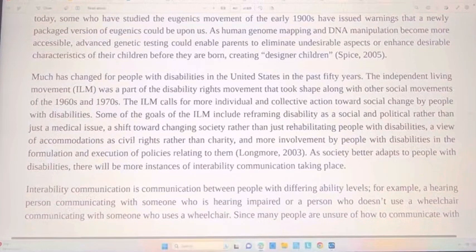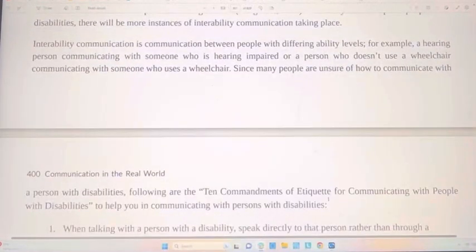As society better adapts to people with disabilities, there will be more instances of inter-ability communication taking place. Inter-ability communication is communication between people with differing ability levels. For example, a hearing person communicating with someone who is hearing impaired, or a person who doesn't use a wheelchair communicating with someone who uses a wheelchair.